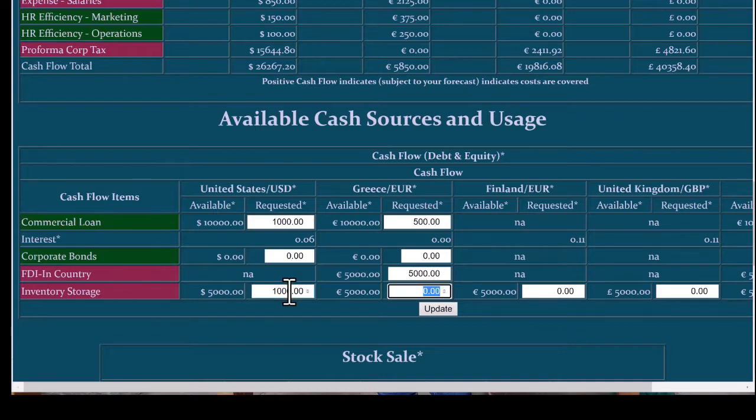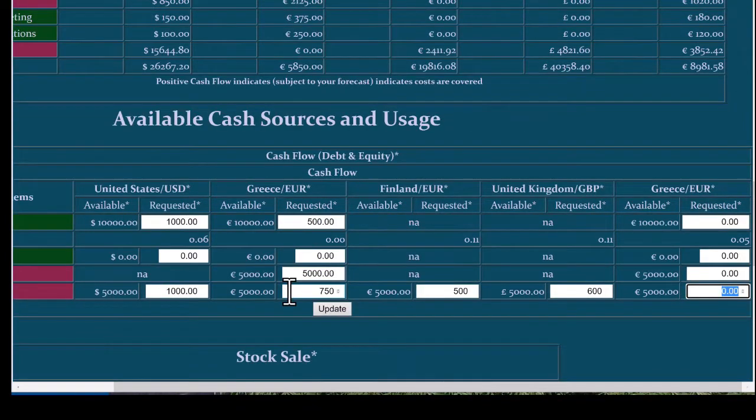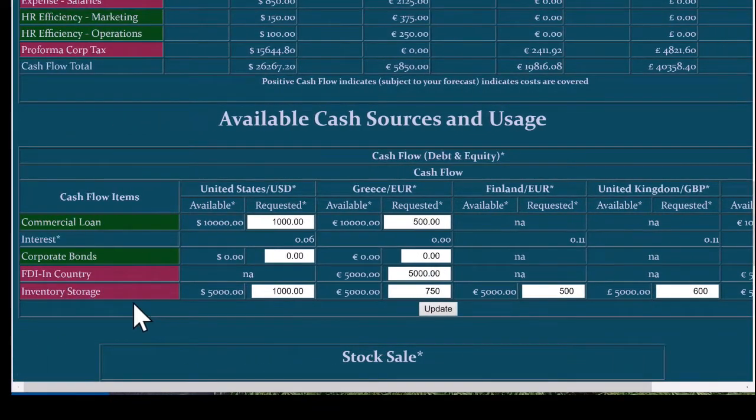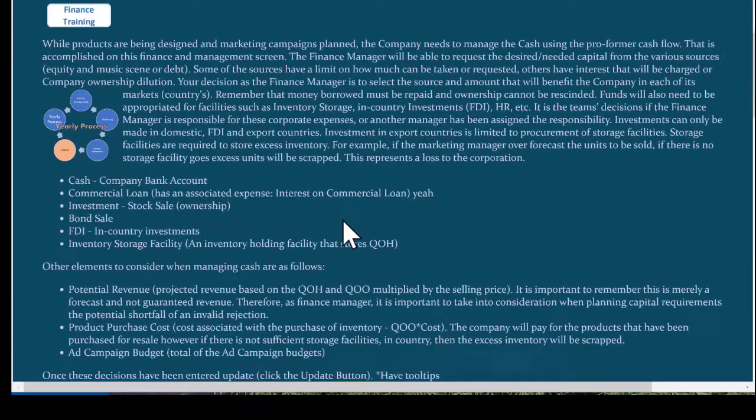So the first aspect is cash sources and usage. And so the finance manager has to determine if they wish to borrow commercially, if they wish to issue bonds if allowed, how much they wish to spend as a minimum, and beyond that in terms of FDI, and how much they wish to spend in terms of procuring inventory storage facilities in the respective countries that they're selling products.